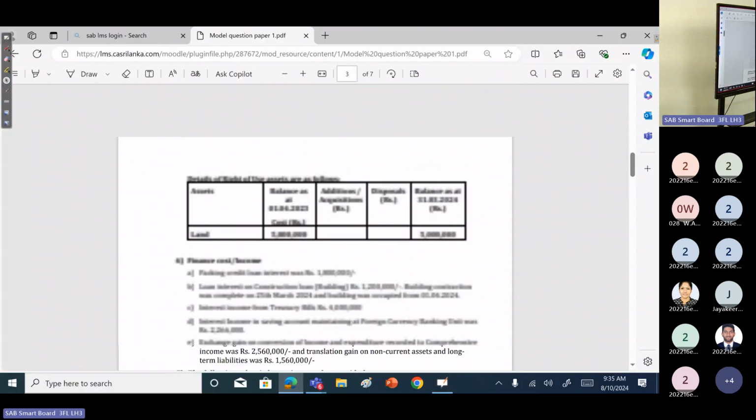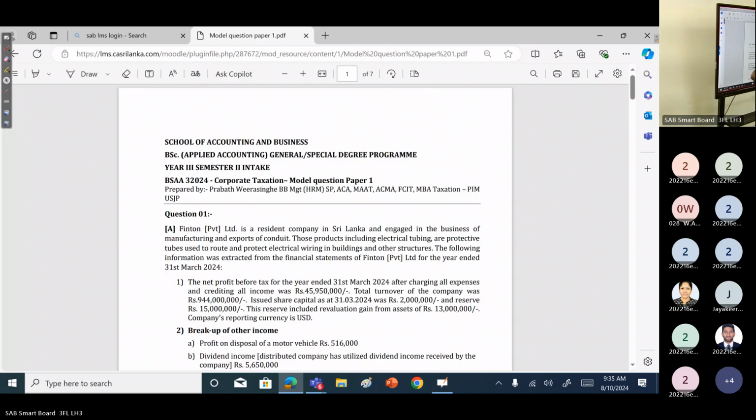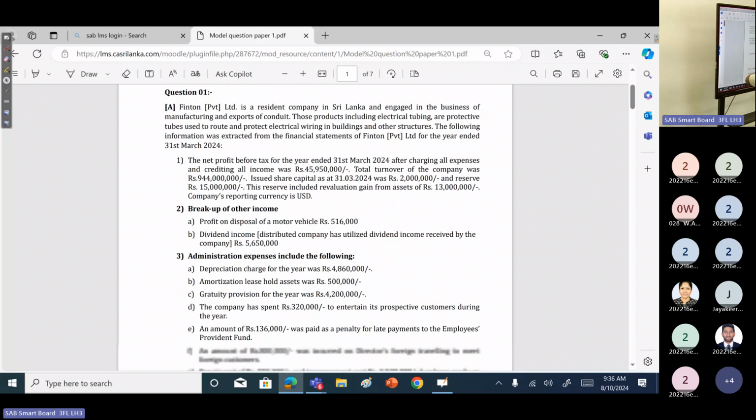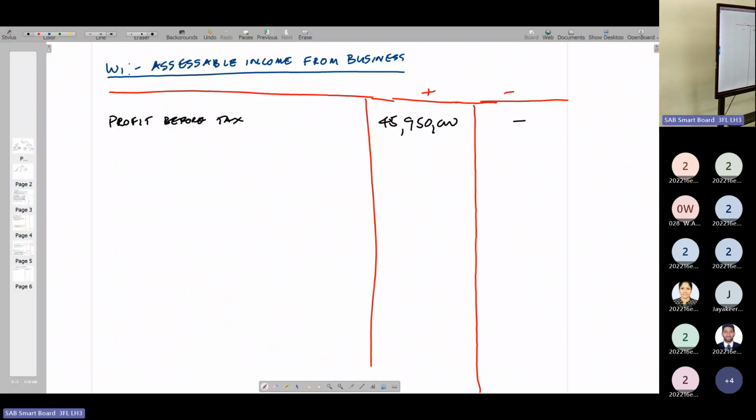So profit before tax is 45,950. So the answer there, this information is not much relevant for the tax right now. Thereafter it says profit on disposal of motor vehicle 516, right? So that means that profit is there. And from the tax point of view, we are not accepting that profit. So therefore, we have to remove that one.